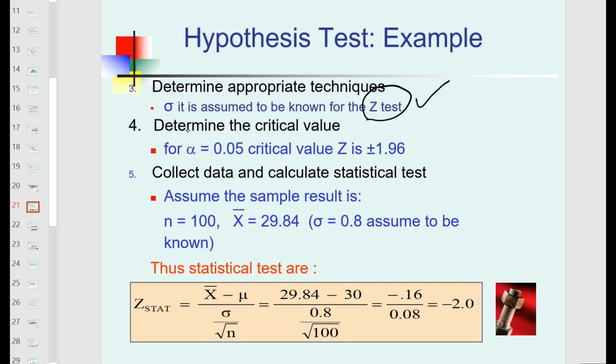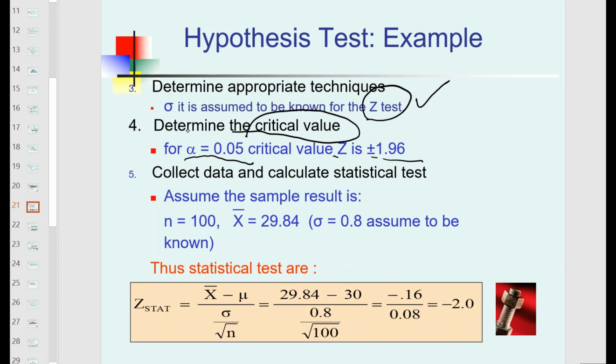Okay, after that, determine the critical value. How do you determine the critical value? How do you get the value from the Z table? That is the critical value. So you know that your alpha is 0.05. So you go and read from your Z table to get plus minus 1.96. Okay, I don't need to elaborate further because I think this was well explained in the previous video and previous slide.